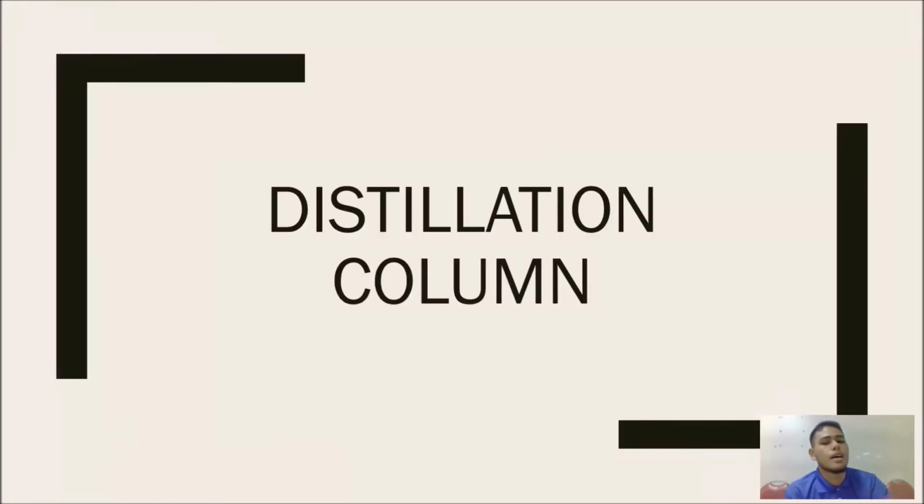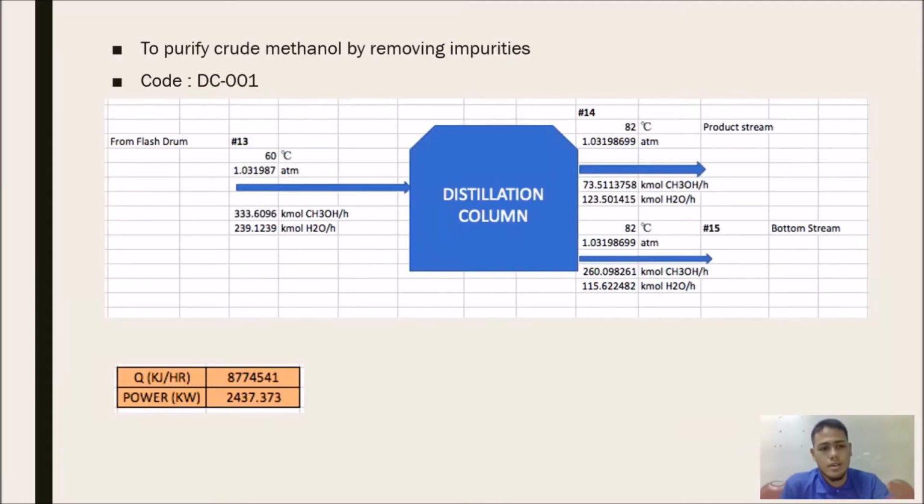So next, it is the distillation column unit. The distillation process purifies crude methanol by removing impurities. The distillation column unit code is DC001. From the flash drum, we proceed to the PRV first to regulate the pressure from 5 atm to 1.03 atm, which is approximately 1 atm to ease our calculation, and the temperature remains 60 degrees Celsius.